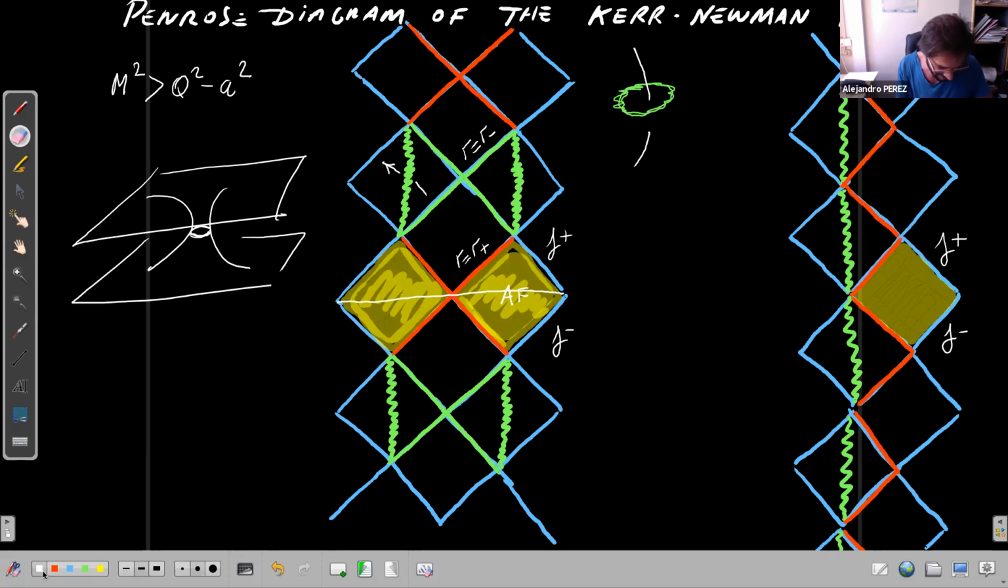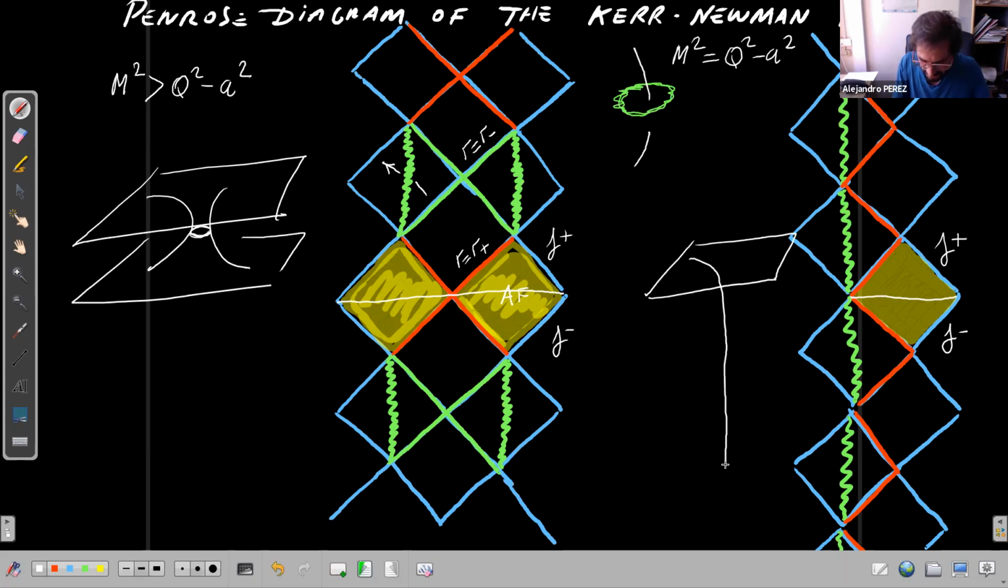Now, on the right, you see the extremal case, which is very different from this one. So this is the case m squared equal to q squared minus a squared. Now, if you look at the Cauchy surface like this one, then it looks like an infinite throat that never ends. So this point here is at infinite space-like distance from any point on the t equal constant surface.